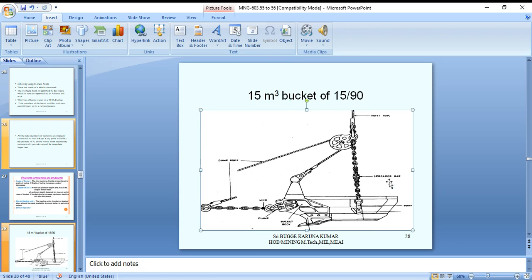Here it is clearly showing the spreader bar. The spreader bar sits between the two chains so that they do not collide. This is a hoist rope coming from the top tower, and one small sheave is given here. Through that the dump rope is going. These links are there, and this is the bucket body.